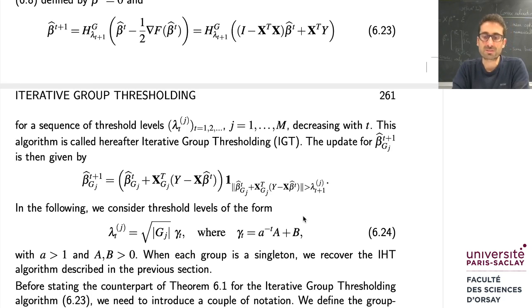As I told you, we will choose some lambda, which will depend on the size of the group. We take the square root of the cardinality of d_j times the quantity lambda gamma_t, which will decrease and will be exactly of the same form as for hard thresholding. So we take gamma_t as a minus t times capital A plus capital B. Right? So this is the setting that we will consider, and for which we will be able to prove some result.